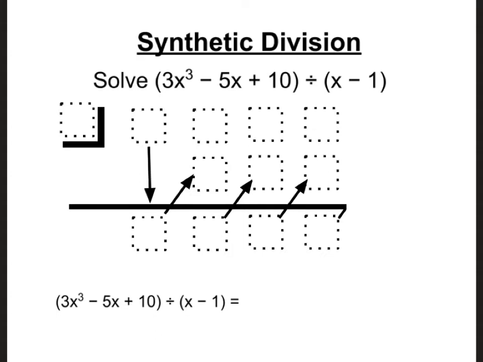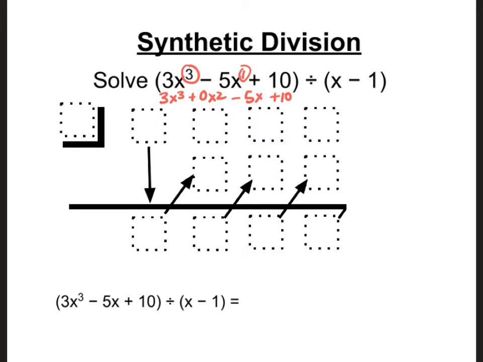Now here's a problem for this. In order to do synthetic division, we need to have each of our exponents going down by 1. Notice that I jump from 3x cubed right down to 3x to the first. So I'm missing that x squared. There isn't one. So I'm actually going to rewrite this problem as 3x cubed plus 0x squared minus 5x plus 10, because I need to have that x squared accounted for.